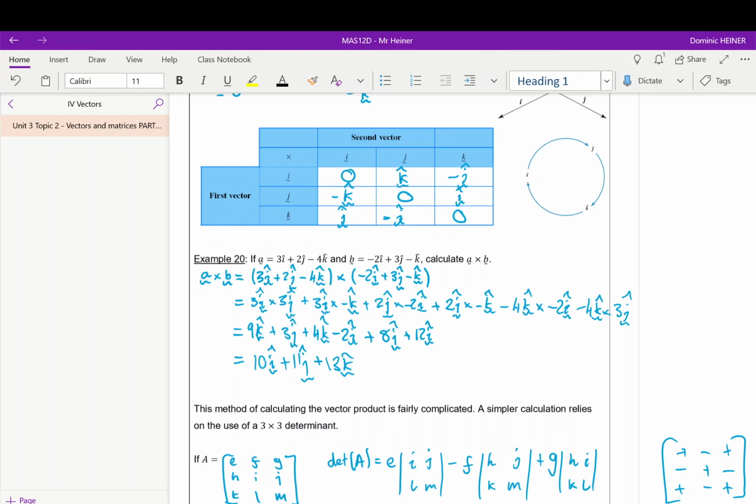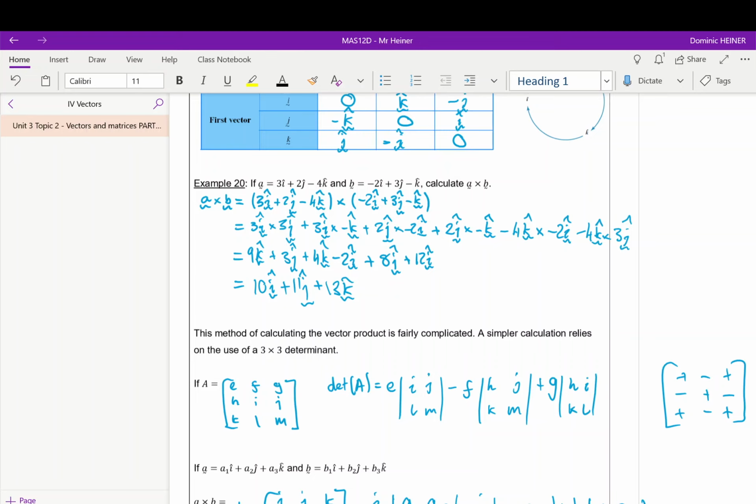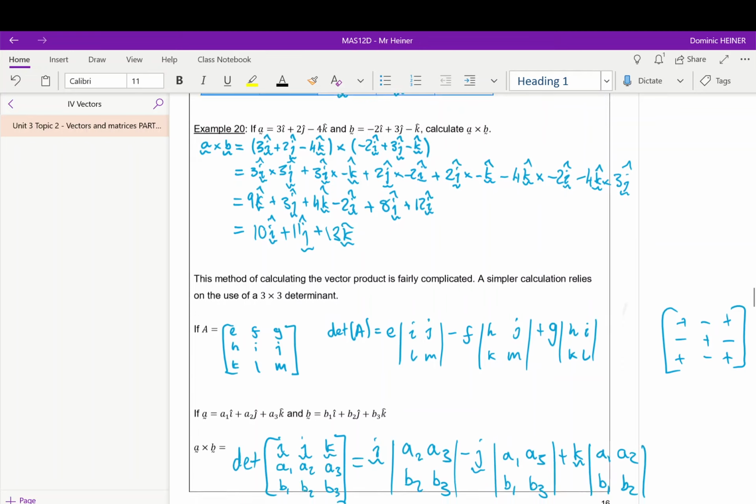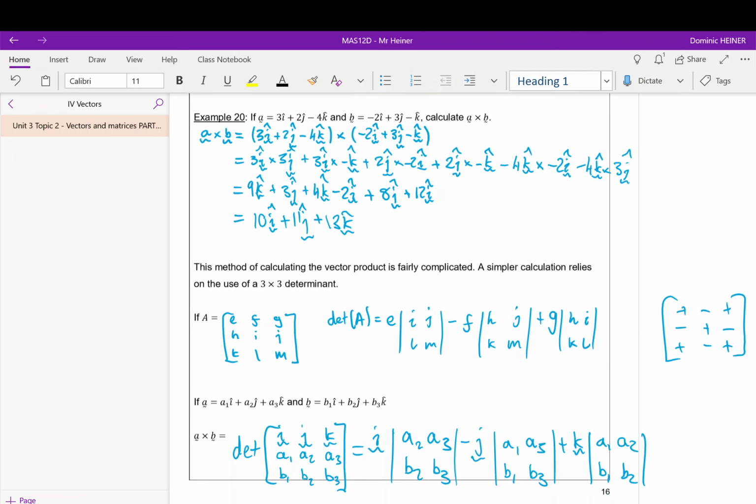By looking closer into this property, we can actually see that all we're doing is the same as finding the determinant of a matrix with the first row as i, j, and k components, the second row as the coefficients of i, j, and k components of the initial vector, and the third row as coefficients of i, j, and k components of the second vector.